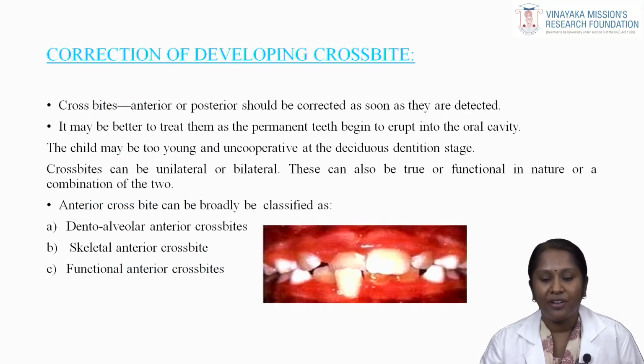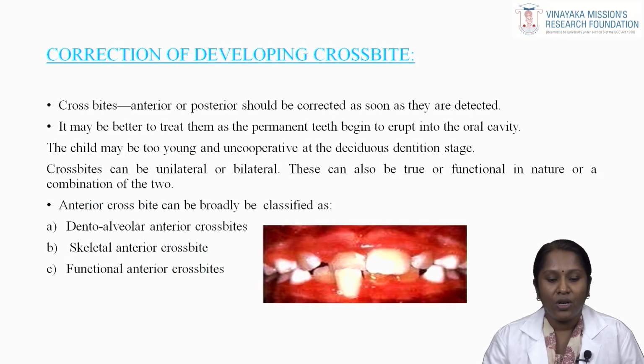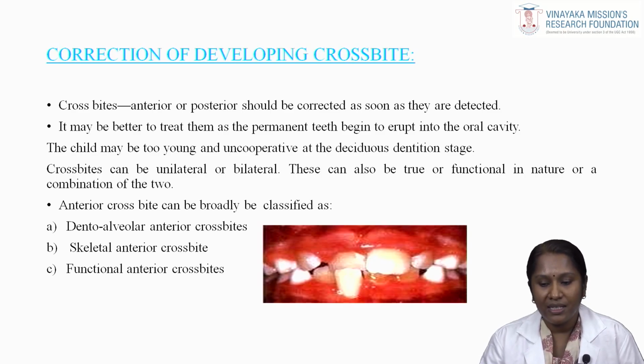Coming to correction of developing crossbite. What do you mean by crossbite? Any anterior or posterior crossbite should be corrected as soon as it is detected. It may be better to treat them as the permanent teeth begin to erupt into the oral cavity, because the child may be too young and uncooperative at the deciduous dentition stage. Crossbite can be unilateral or bilateral. These can also be true or functional in nature, or a combination of the two.